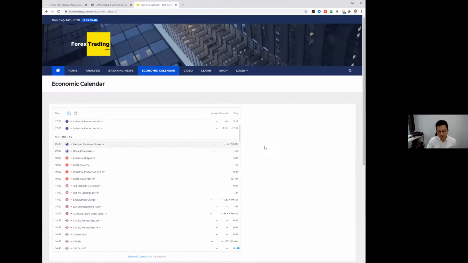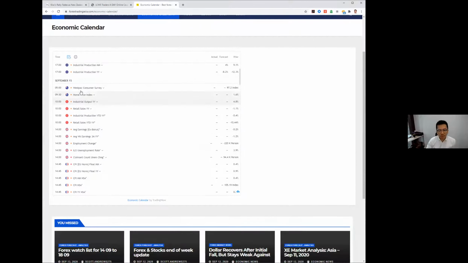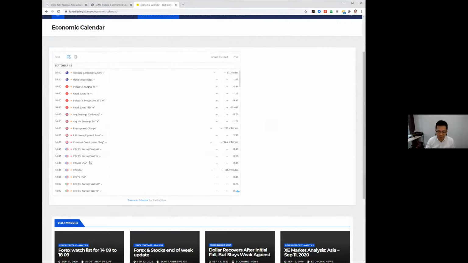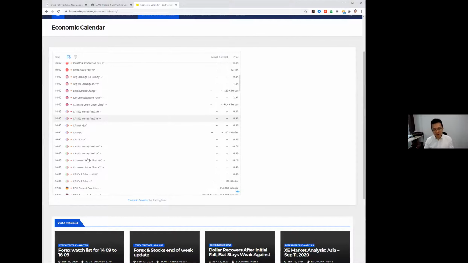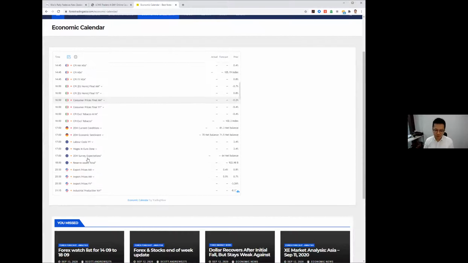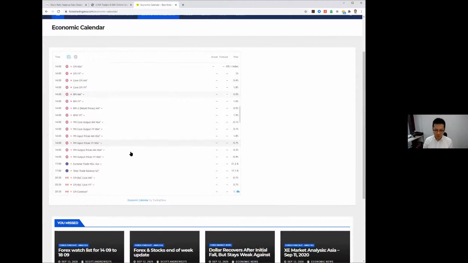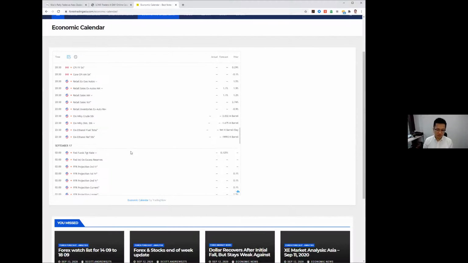Let me scroll down a bit. There's going to be some news coming out here, some Chinese news as well. UK numbers coming out on Tuesday. This is the New Zealand numbers. And then some CPI numbers coming out from France and Eurozone. Nothing much again. But we want to shift your attention all the way down to the 17th.